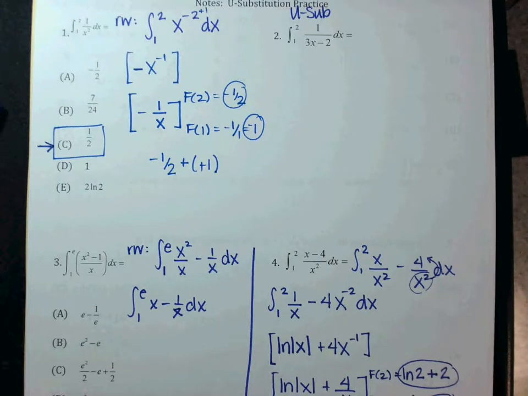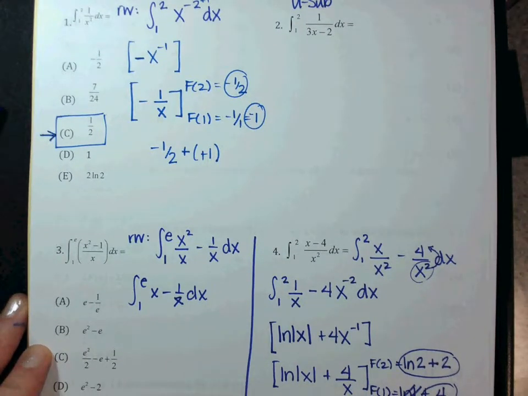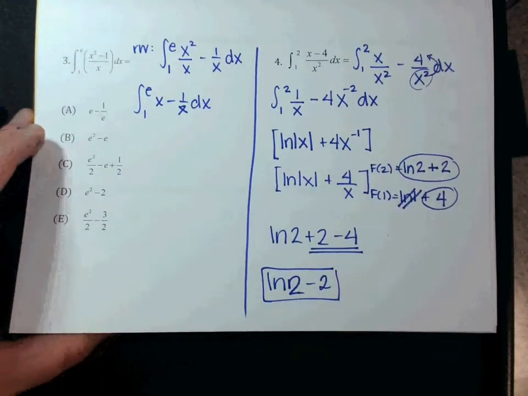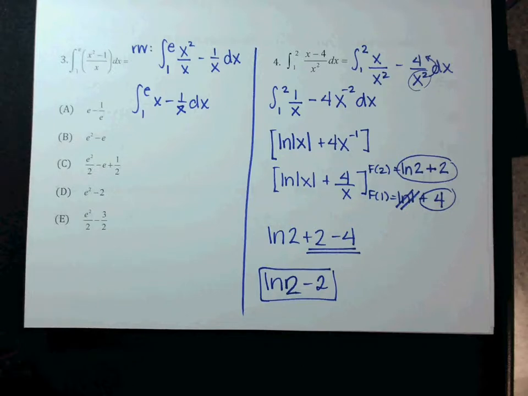Number 3, did anybody get it? If you did it, what letter did you get? E. E is right. If you didn't get E, we're gonna do it.